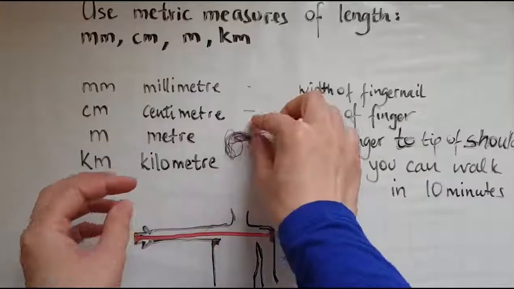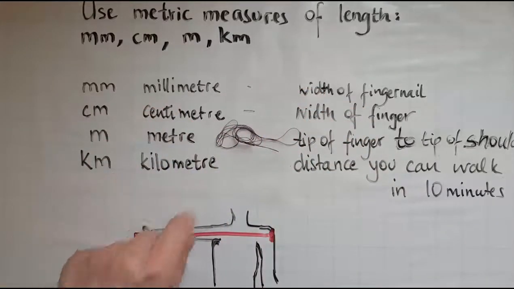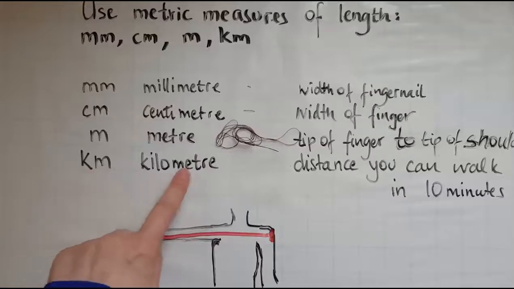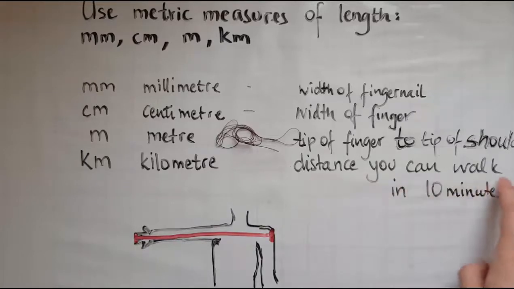And after the meter, a bigger unit is the kilometer. So K is for kilo and M is for meter. Kilometer measures the distance, so it's not short, it's much bigger. So we're looking at distance between two places.